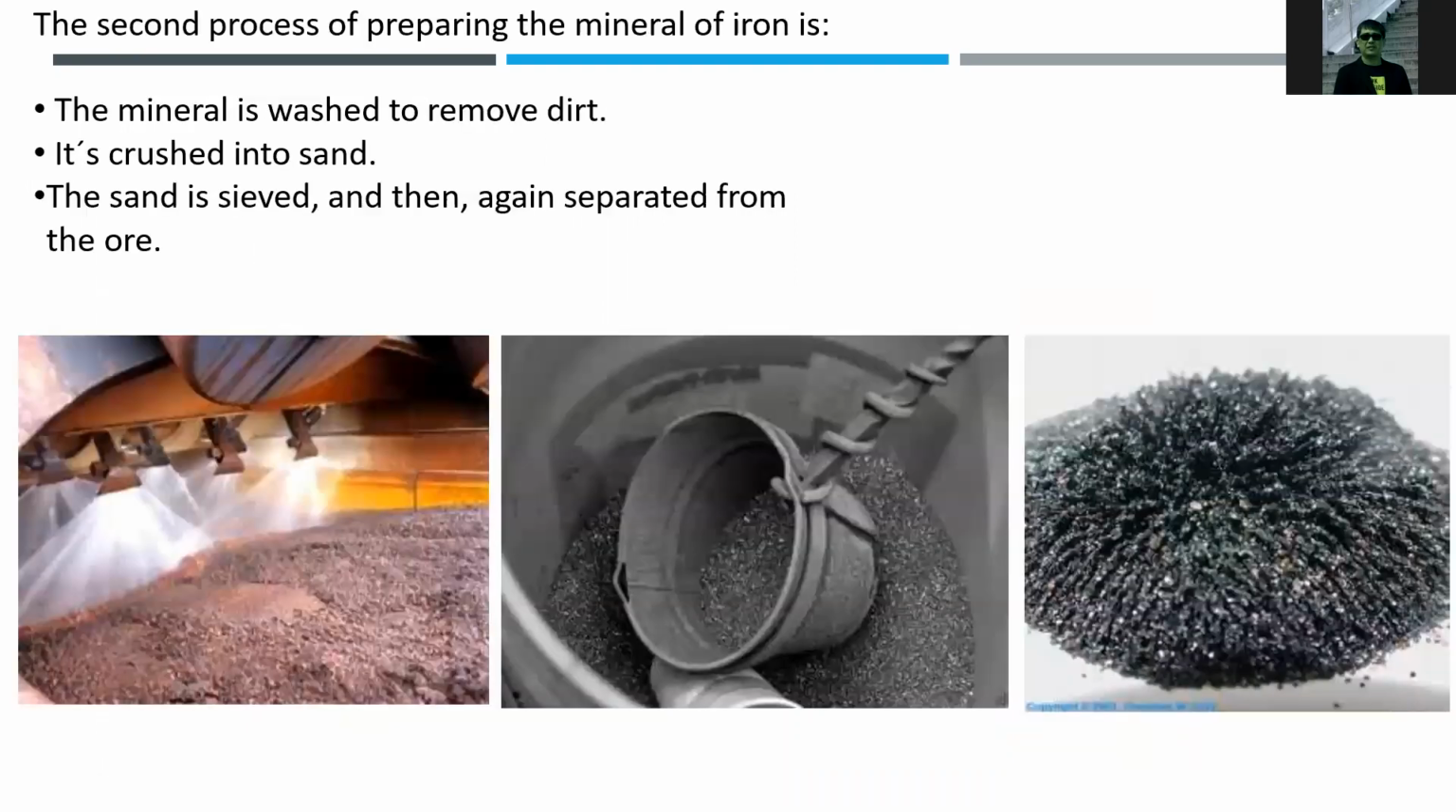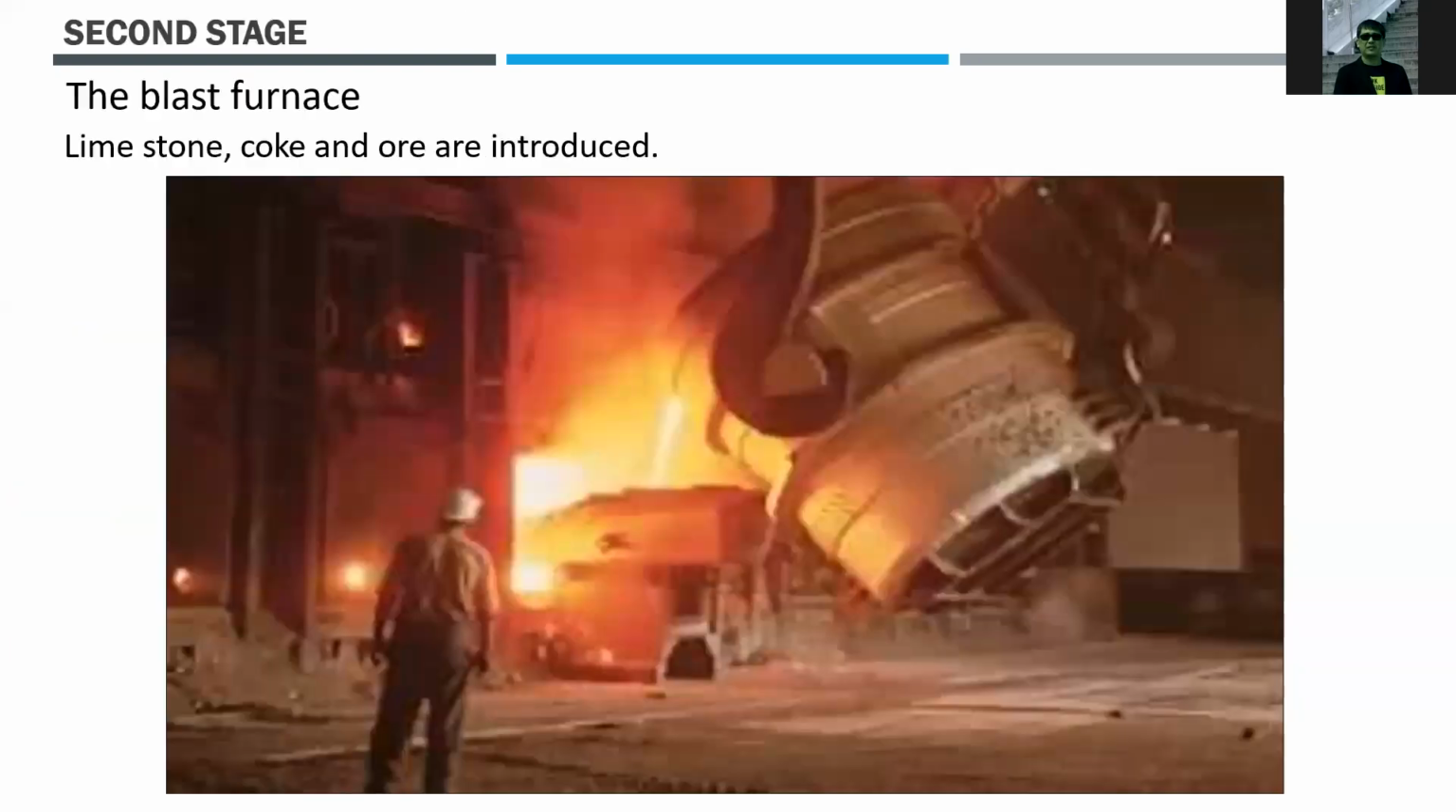The second process of preparing the mineral of iron is that the mineral is washed to remove the dirt, and then it is crushed into fine sand. After that, it is sieved and then again separated from the ore. You need to achieve a certain size of sand for this particular type of manufacturing of steel. After that, it is put into a blast furnace.